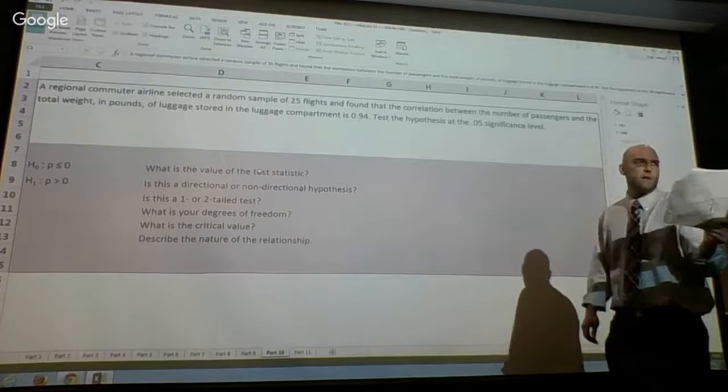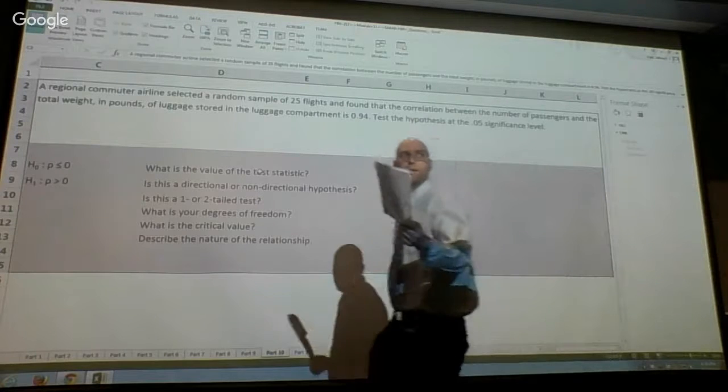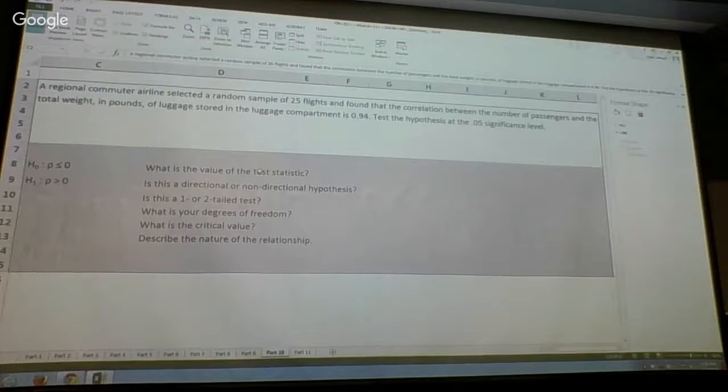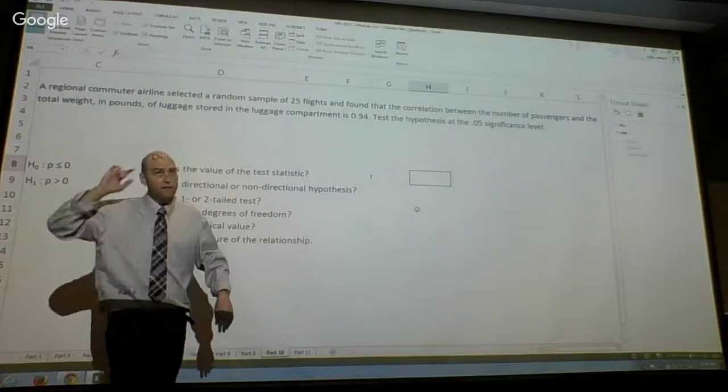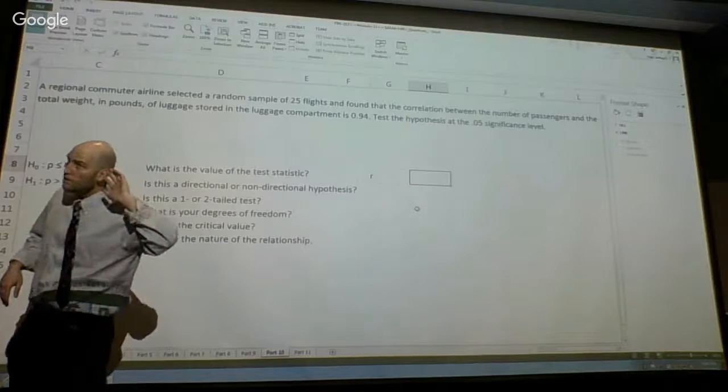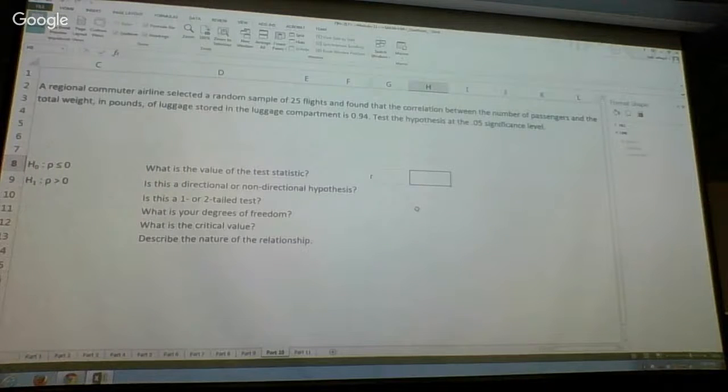Time to come up with the value of the test statistic T. There are 2 inputs we need for T. They are R and N. What's the value for R that I have in this problem? The value for R is 0.94. What's my value for N? 25. R is 0.94. N is 25.